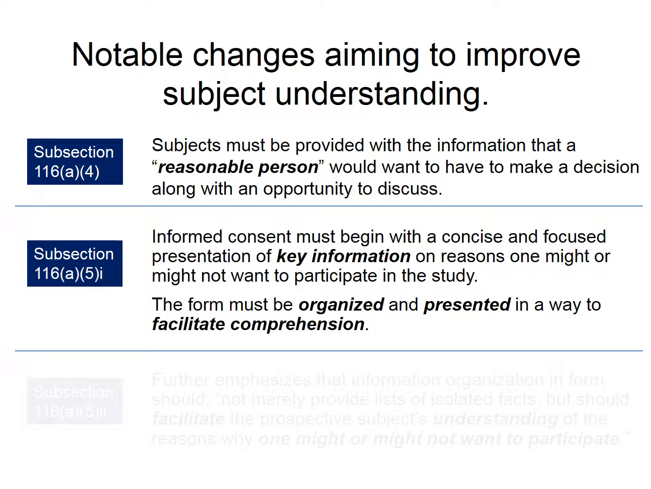116A5, 1. Informed consent must begin with a concise and focused presentation of key information on reasons one might or might not want to participate in the study. And overall, the form must be organized and presented in a way to facilitate comprehension. So again, we're talking about an initial first page where the key information is provided to the subjects, or potential subjects, and that is organized in a way to facilitate comprehension.